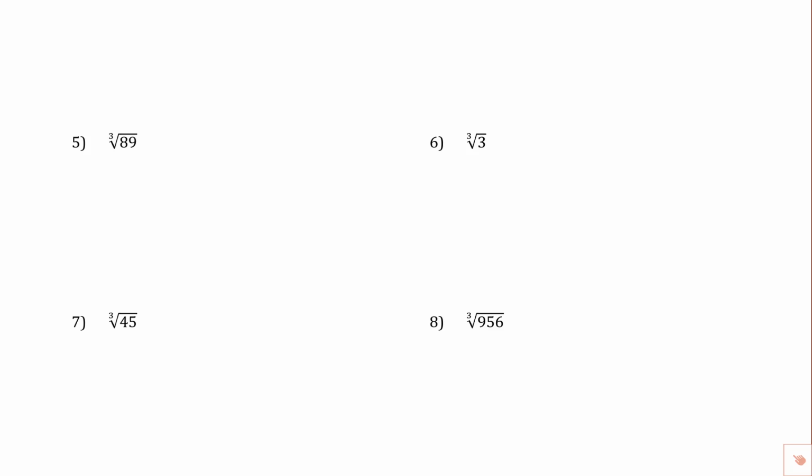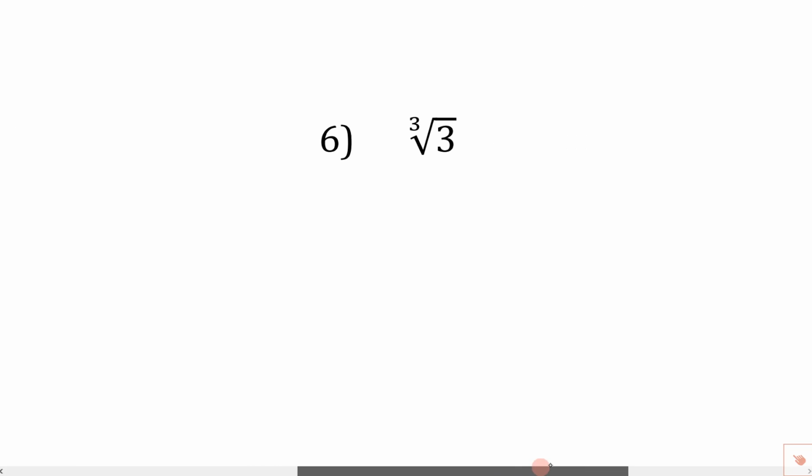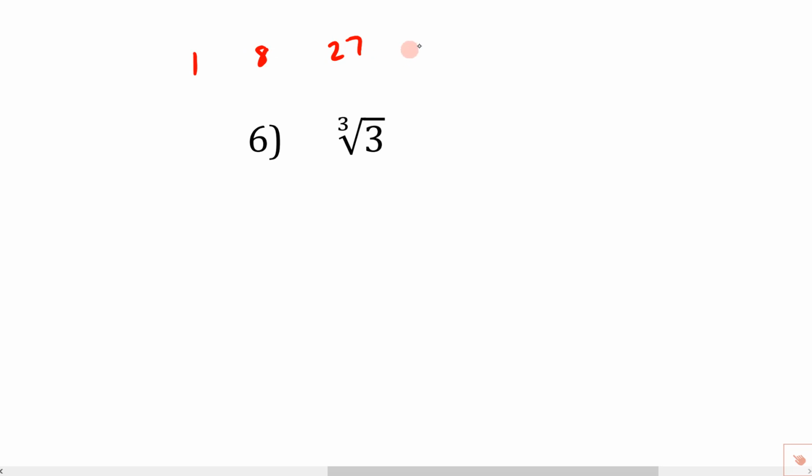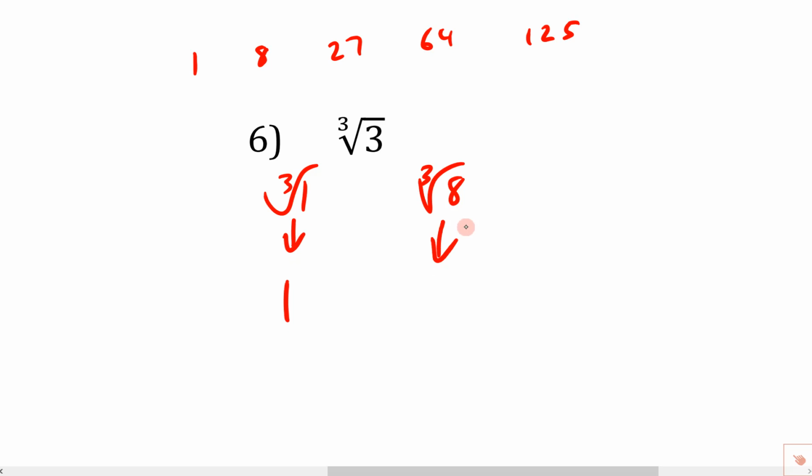So here's what we're going to do. On this problem right here, I'm going to make this a little bit bigger, and we're going to come up with an estimate. Now, think about perfect cubes. Perfect cubes would be numbers like 1 and 8 and 27 and 64 and 125. There's only 5 that I asked you to memorize. Well, these are going to be the ones that we use. So this is going to be between the cube root of 1 and the cube root of 8. So it's going to be between a 1 and, let's see, the cube root of 8 is 2.